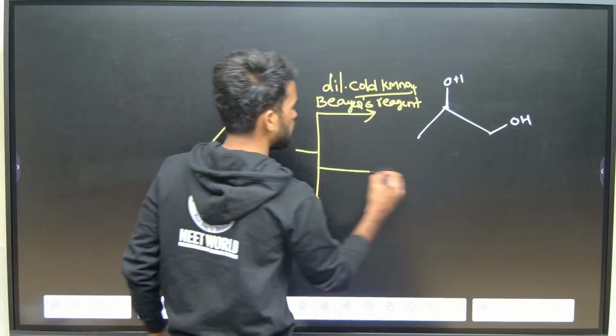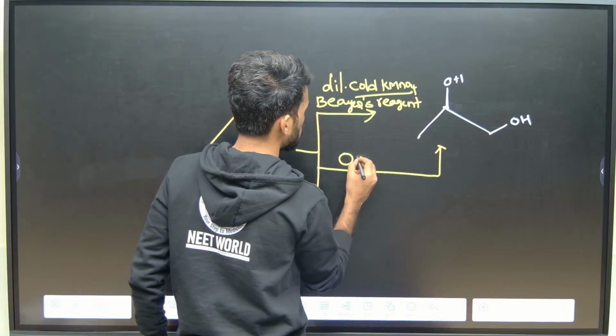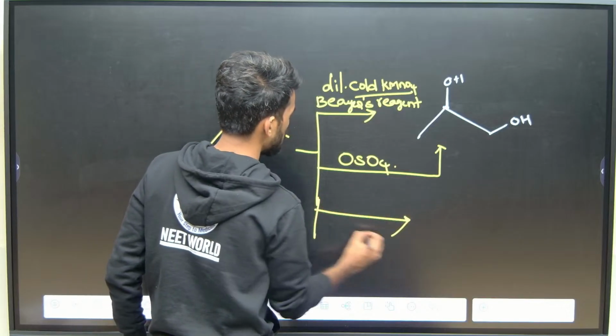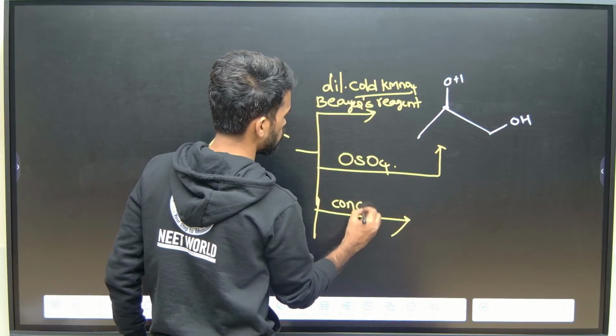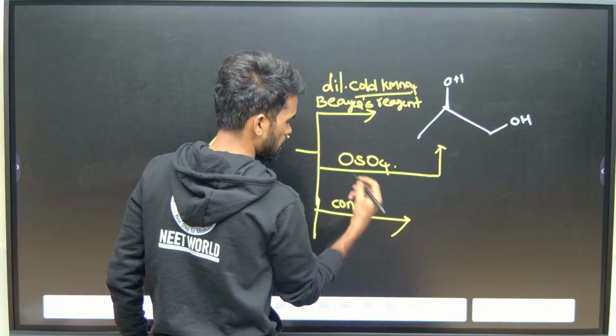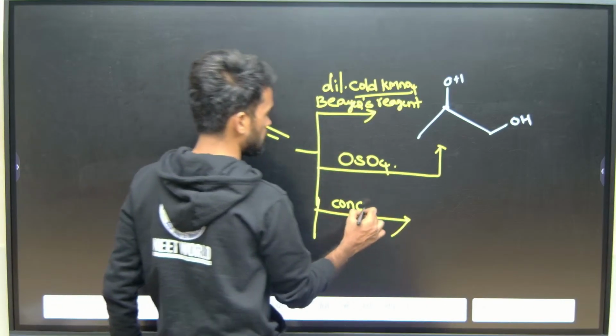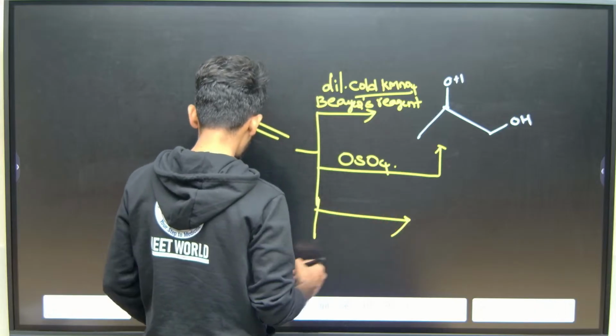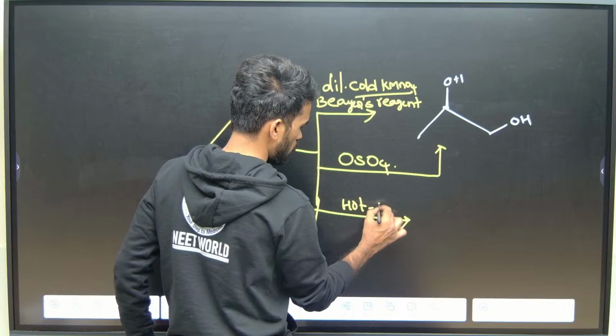Same story happens with osmium tetroxide also. Now instead, if I use concentrated KMnO4, concentrated means here it will be concentrated KMnO4, instead they will be mentioning it as hot KMnO4.